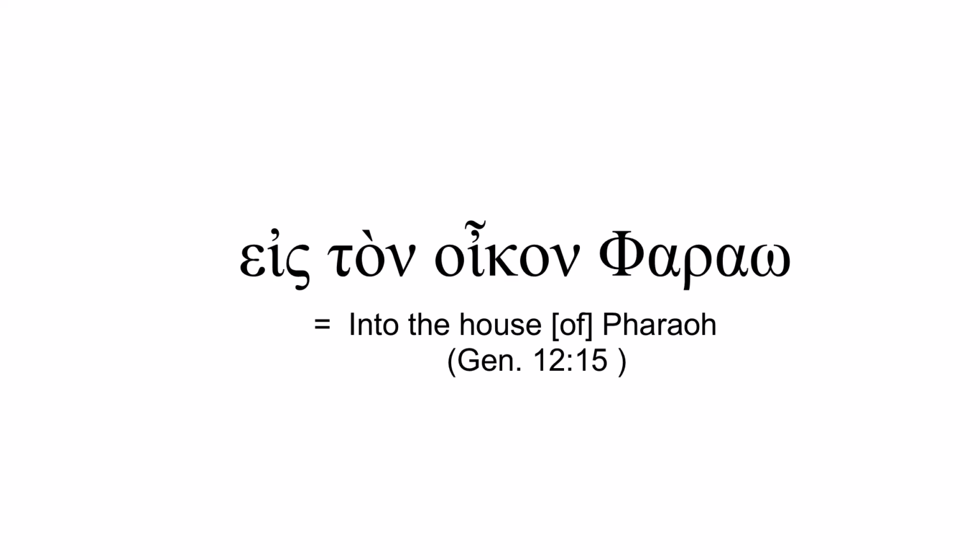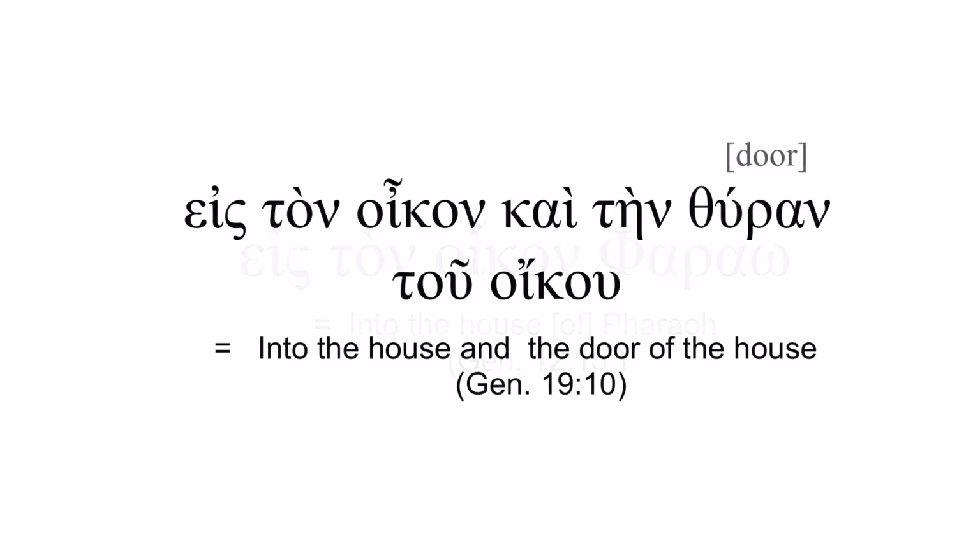And so here you have the preposition eis, and eis means into. So when you're translating the entire phrase, it's going to be into the house of Pharaoh. A literal translation should have been into the house Pharaoh, but that is not going to make sense in English, so you say into the house of Pharaoh.